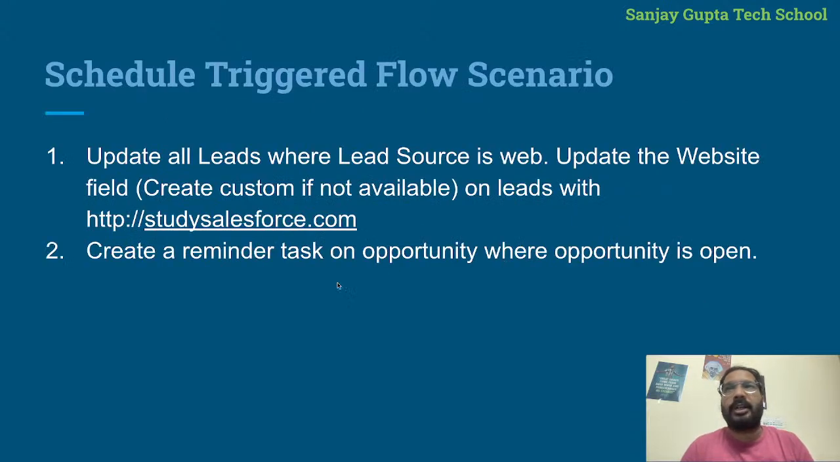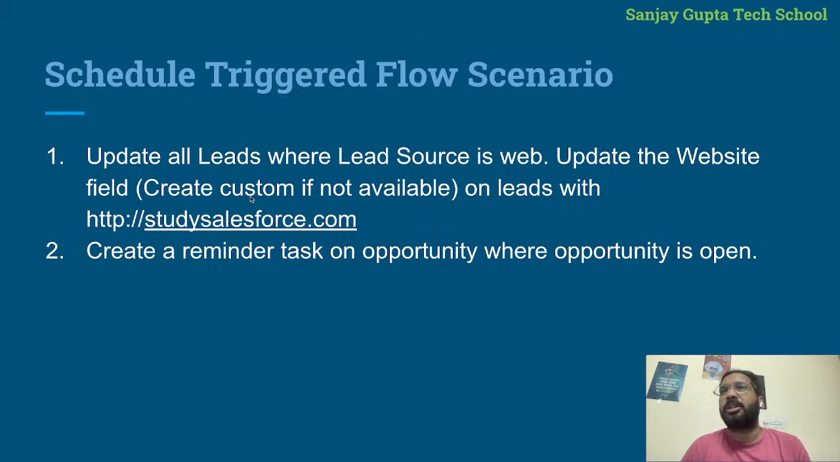So I have two scenarios. With the help of these two scenarios, I will try to explain how you can implement schedule triggered flow, so that you can do some operations on particular records at a specified date and time. Our first scenario is we need to update all leads, meaning all the lead object records where lead source is web. What we need to do is update the website field.